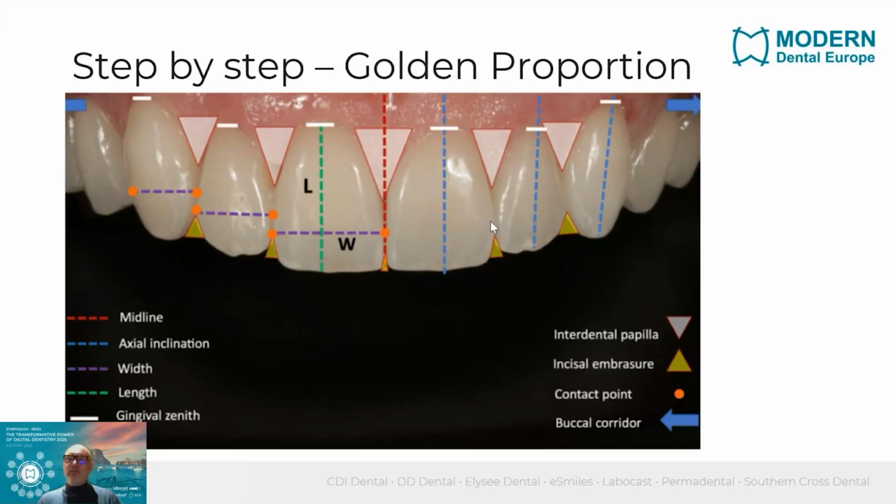And then we have the interdental papilla, the incisal embrasures. So that's really about the tooth shape, then contact zones, and of course also the buccal corridor. So the smile width and the labial corridor should also be balanced in the aesthetic zone to come to a complete, nice picture.